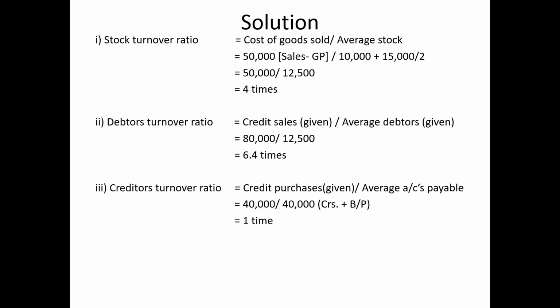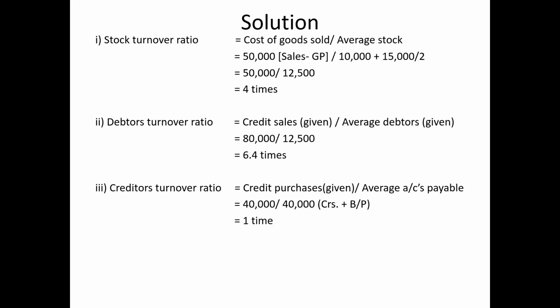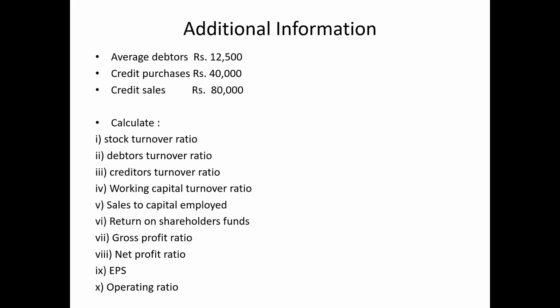The next is debtors turnover ratio. It is credit sales divided by average debtors. As I told you, debtors are always connected to sales. Both are given in the additional information: credit sales and debtors. You have to just pick them up and put them in the formula. It's that simple. You get 6.4 times. Now the creditors turnover ratio, where your purchases will be involved: credit purchase divided by average accounts payable. Credit purchase is again already given in the numerical.